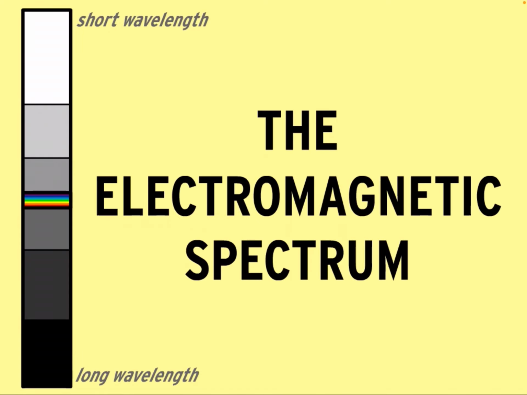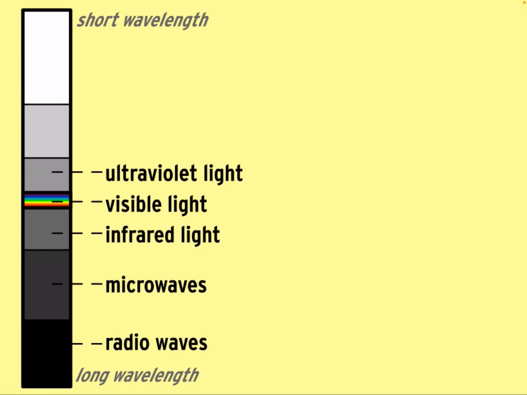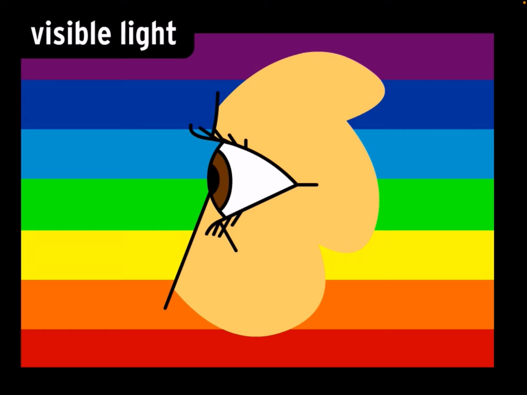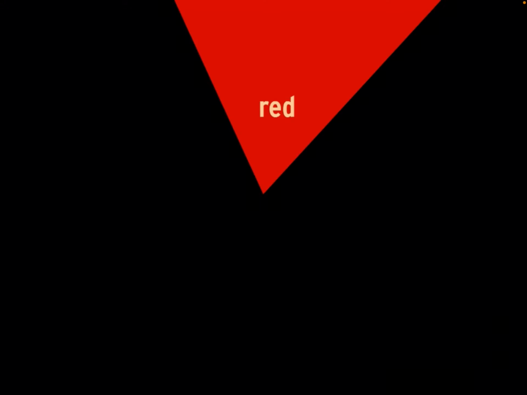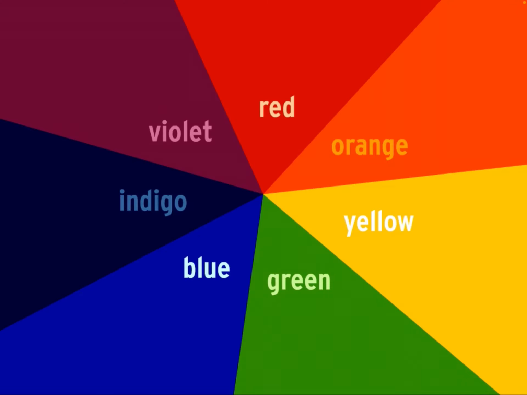Electromagnetic waves are organized by their wavelength and frequency. Radio waves, microwaves, infrared light, visible light, ultraviolet light, X-rays, and gamma rays are some of the main types of electromagnetic waves. Most electromagnetic waves are invisible to us, but we can see the waves that fall in the spectrum called visible light. Our eyes register different wavelengths of visible light as color. The main colors we can see have been defined as red, orange, yellow, green, blue, indigo, and violet.